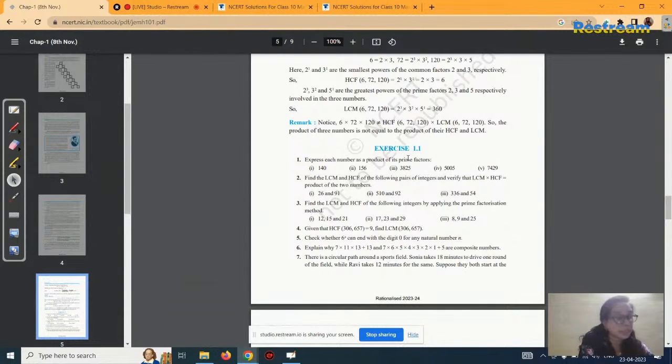CBSE included the Euclid's division lemma, okay, EDL, but last year itself that portion was deleted, though it was in the textbook, right? So this year the new edition came without the Euclid's division lemma and the last exercise, right?